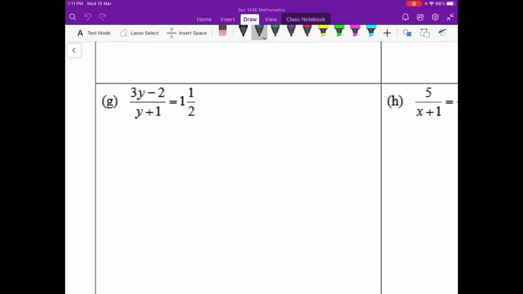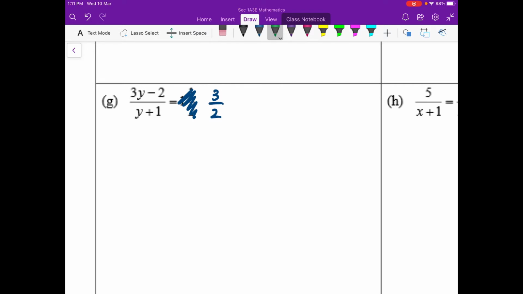So instead of 1.5, I'm going to put it as 3 over 2 first, because that will be more useful for me. Remember, we always prefer to deal with our improper fractions. Now, when you have a fraction equal to another fraction, one more time, see here.